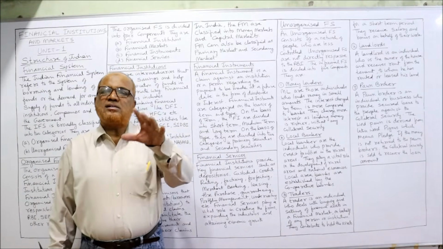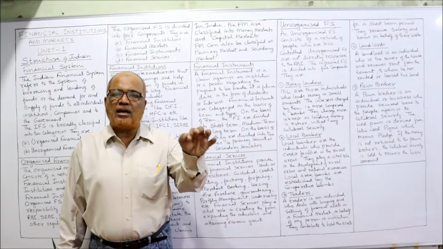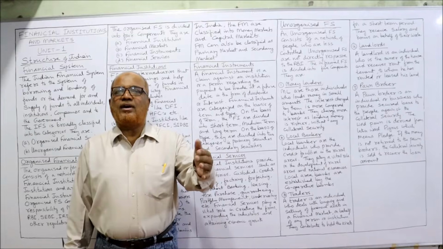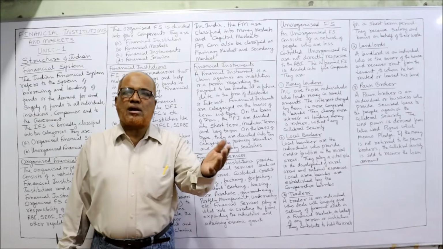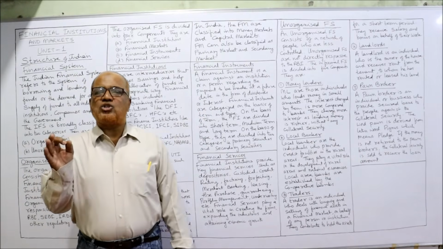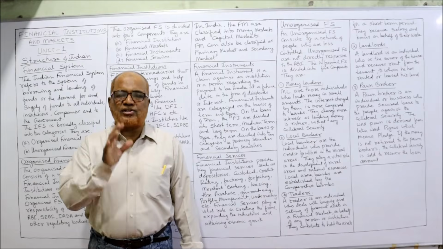Similarly, one more classification of the market is primary market and secondary market. The primary market is the first issue market where the securities are issued for the first time by the companies. Secondary market is the market where existing securities are bought and sold. These are regarding financial markets. That is the second component of the organized financial system.